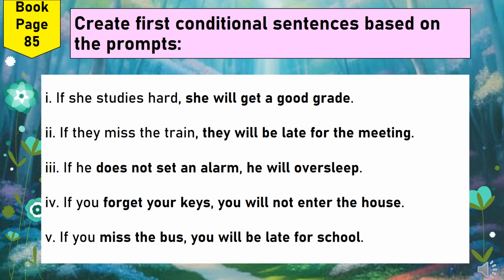3. If he does not set an alarm, he will oversleep. This shows us how important alarms are in our daily routine. 4. If you forget your keys, you will not enter the house. Always double check before leaving. 5. If you miss the bus, you will be late for school. A useful reminder for every student. These are all great examples of the first conditional.